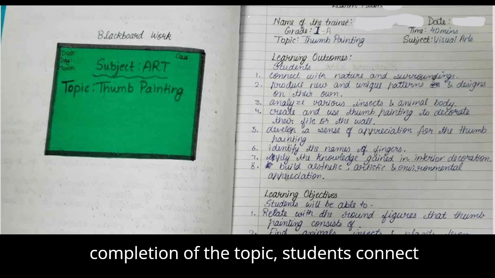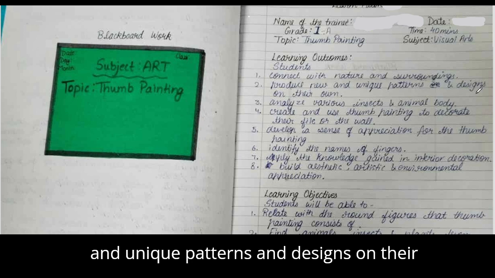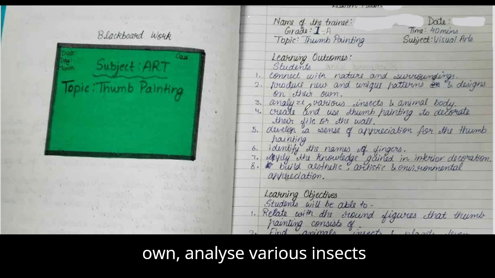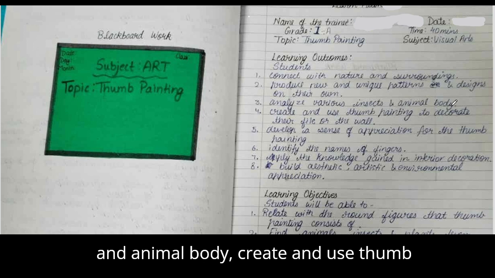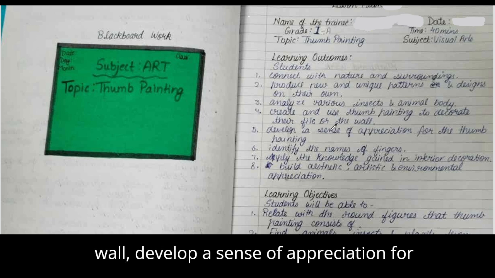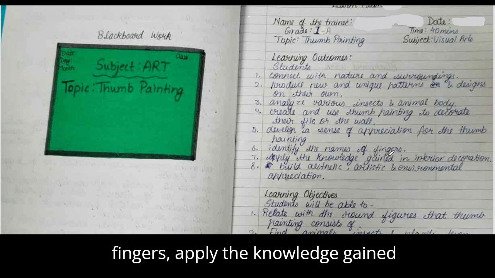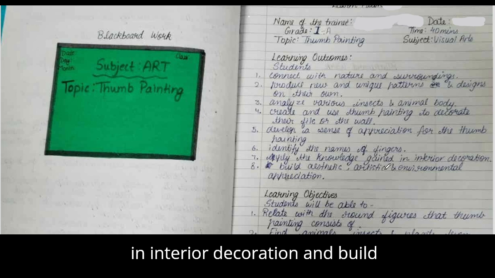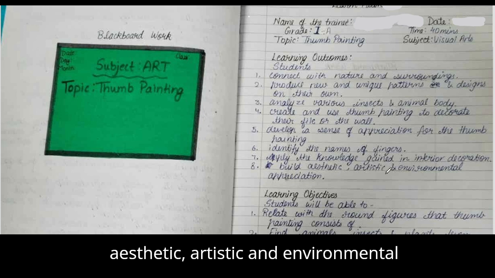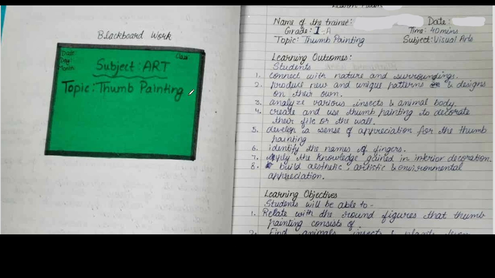So, after the completion of the topic, students connect with nature and surroundings, produce new and unique patterns and designs on their own, analyze various insects and animal bodies, create and use thumb painting to decorate their file or the wall, develop a sense of appreciation for the thumb painting, identify the names of fingers, apply the knowledge gained in interior decoration, and build aesthetic, artistic, and environmental appreciation. The blackboard work would be here.